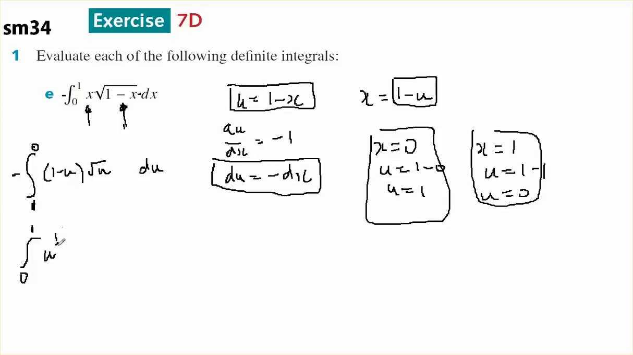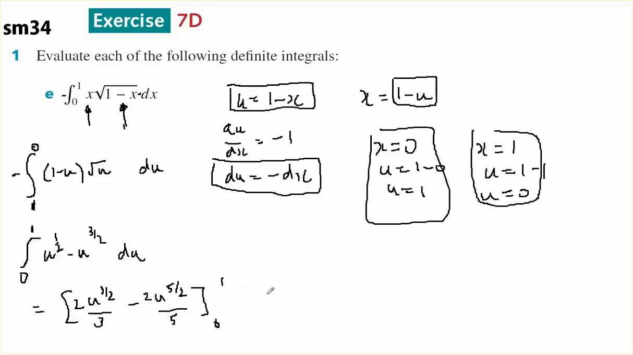so I have u to the half minus u to the 3 on 2 du, which equals u to the 3 on 2 over 3 on 2 minus u to the 5 on 2 over 5 on 2, from 0 to 1, which equals 2/3 when I substitute a 1 in, minus 2/5, and when I substitute a 0 in I get 0, and that equals 10 minus 6 over 15, or 4/15 is my answer.